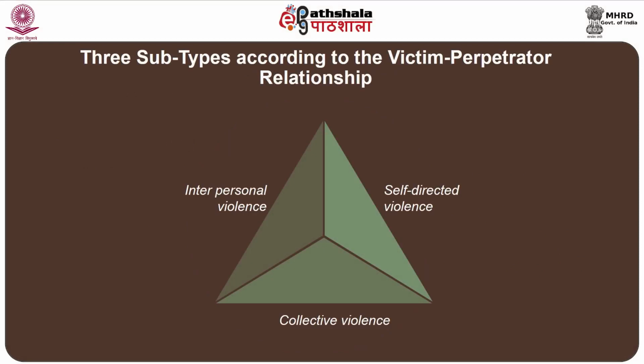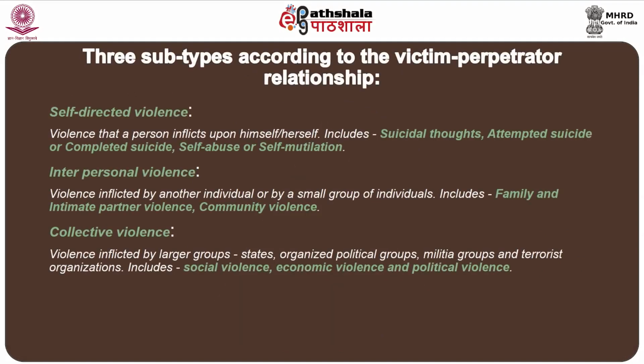Three subtypes according to the victim-perpetrator relationship. The violence is basically classified into three subtypes according to the victim-perpetrator relationship. The first is self-directed violence. This includes violence that a person inflicts upon himself or herself. It includes suicidal thoughts, attempted suicide or completed suicide, self-abuse or self-mutilation.